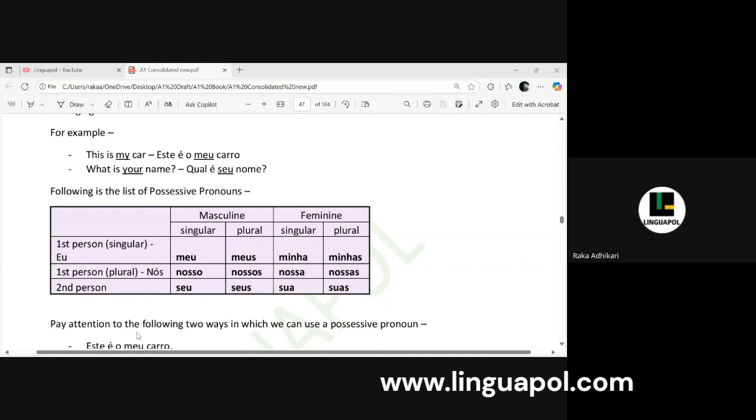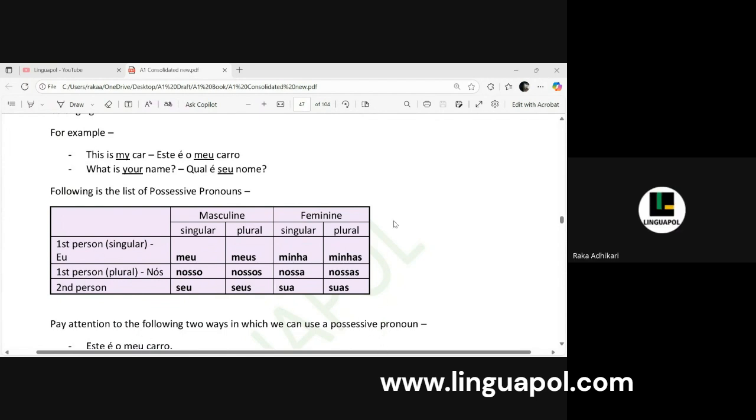How do you say I love my family? Eu adoro minha família. Right. Eu adoro minha família. So, which word is the possessive here? Minha. Meu. Minha. Right.